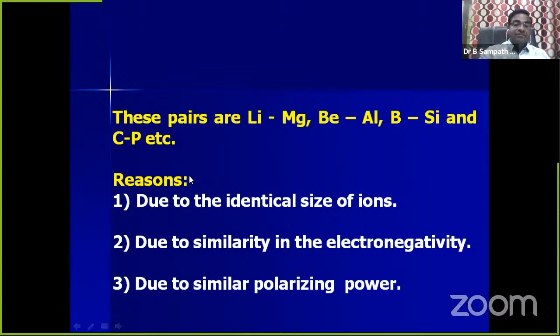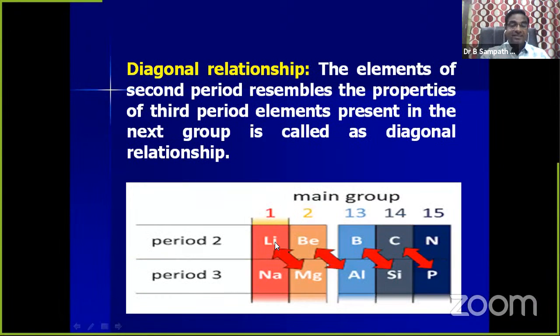So what are the reasons for this diagonal relationship? Due to the identical size of ions. Why are these having identical size? Let us see, for example, let us take lithium. If you come from lithium to sodium, the atomic radius increases because in a group from top to bottom, one extra shell is added. So that's why atomic radius increases.